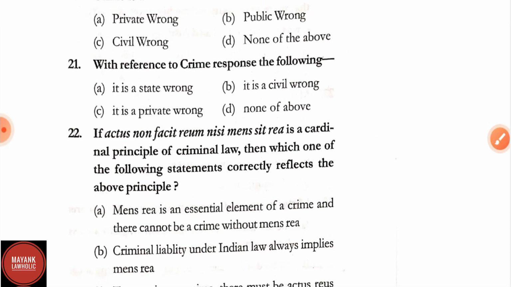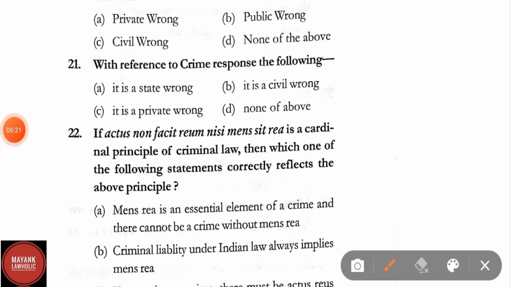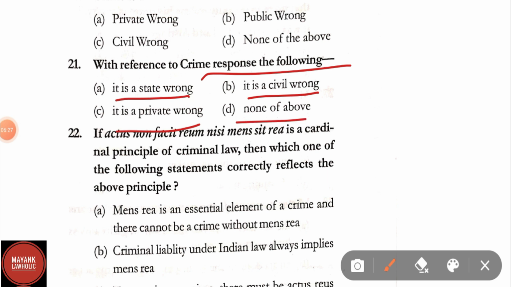Question number 21. With reference to crime, choose the following. It is a state wrong, it is a civil wrong, it is a private wrong, none of the above. Correct answer is option A, that is it is a state wrong.